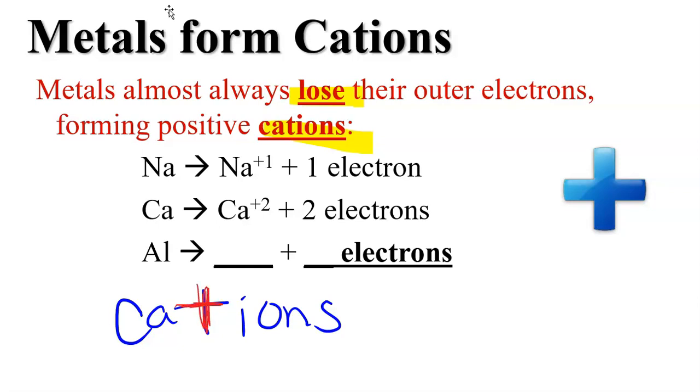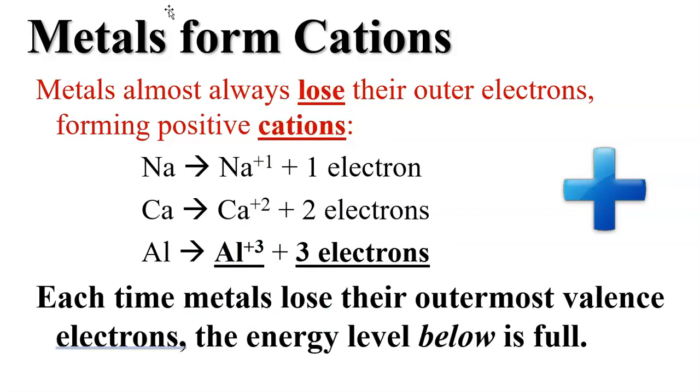Okay, so sodium lost its electron and became sodium +1. Calcium lost its 2 electrons, so it became calcium +2. Aluminum will lose its 3 electrons, so it will become aluminum, Al +3. Okay? Each time the metals lose their outermost valence electrons, the energy level below is full, okay?